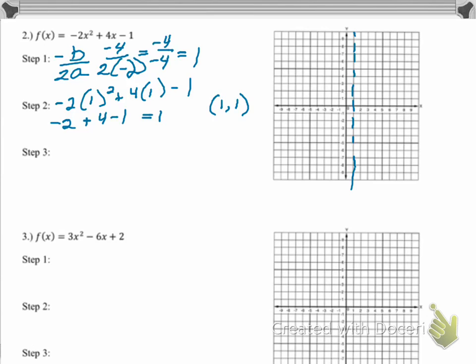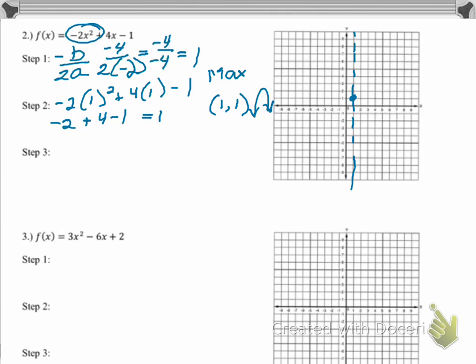And so what I like to do is see if I'm going to have a max or am I going to have a min? So I can start to picture what this graph is going to look like. And because I have a negative a value, I know I'm going to have a max. It flips the parabola upside down. So I know it's going to look like this. So then I'll go to the point 1 and 1, and I'll put a mark there.